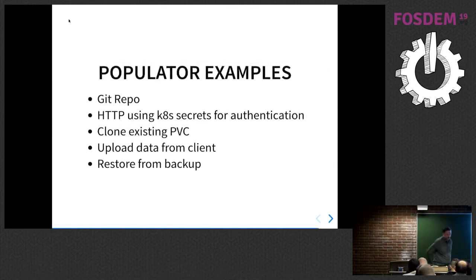Some of the other examples of things you can do: you've seen the Git repo. I've talked several times about HTTP import using Kubernetes secrets. You could also do something cool, which is to clone an existing PVC. If your storage can't do it behind the scenes, you can do a host-assisted clone. A populator controller would spawn a pod that attaches to both PVCs and just copies from one to the other.